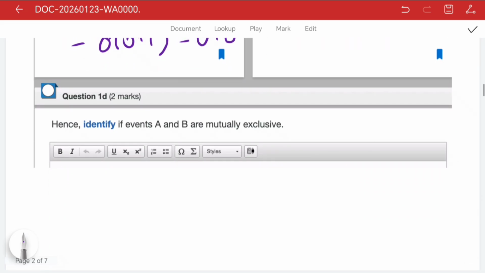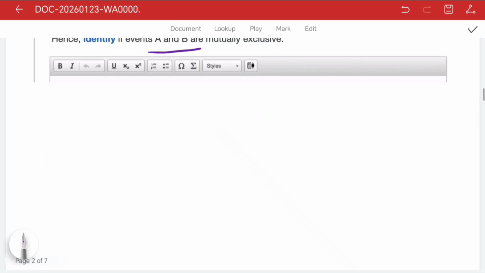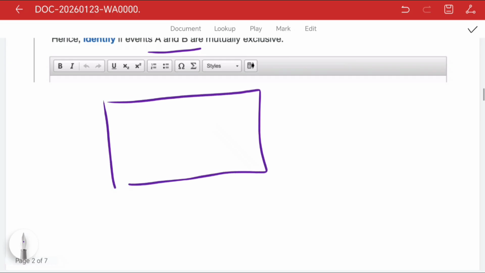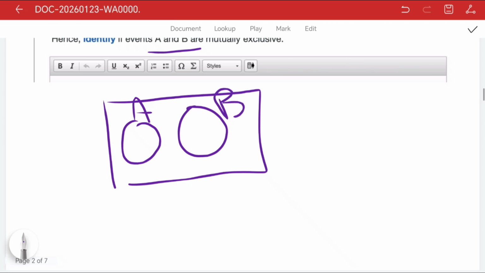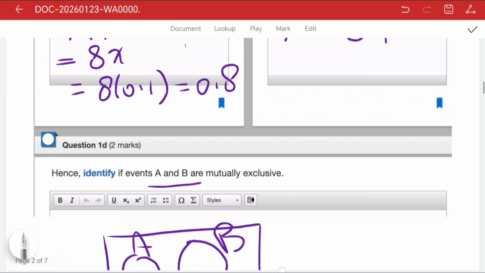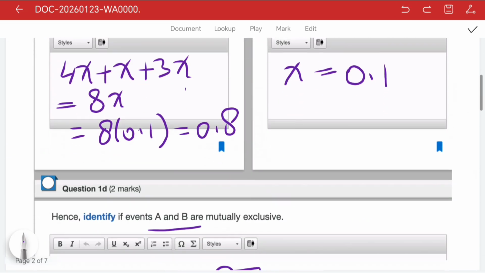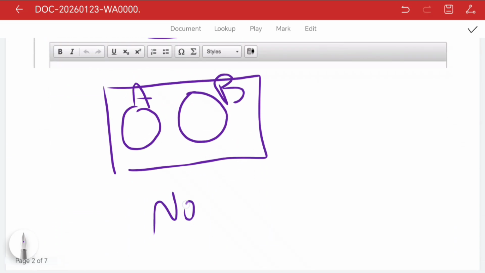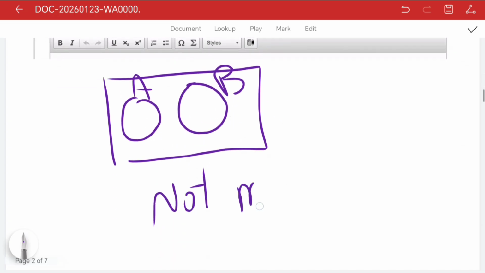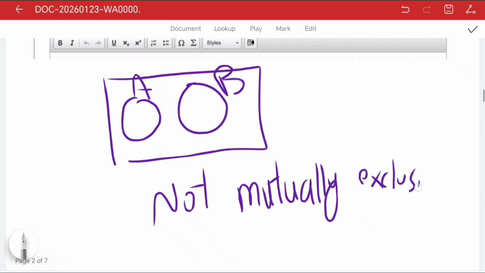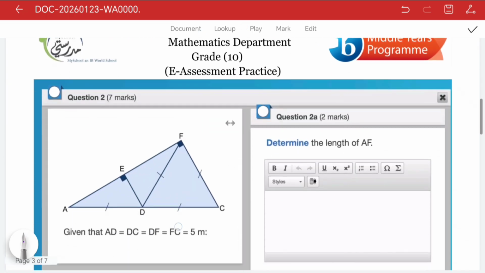Okay, look at 1d. Identify if the events A and B are mutually exclusive. For mutually exclusive events, you need to understand that if there is event A and event B, they are not sharing any common number or event, so they are mutually exclusive. But in the question, they are sharing, in simple words, so they are not mutually exclusive events. Okay. Look at the next question.